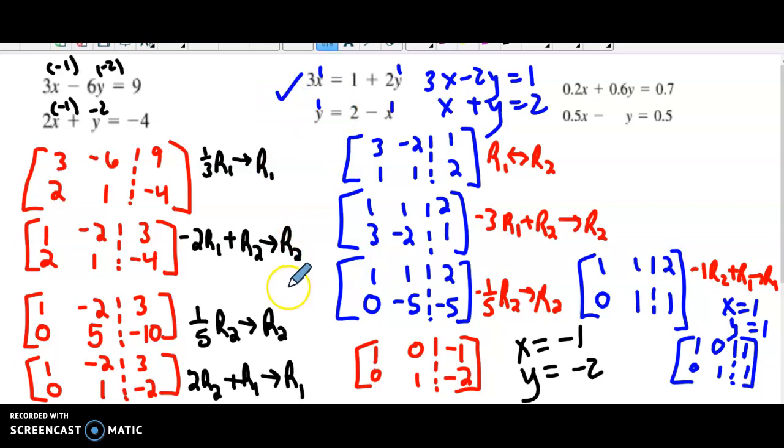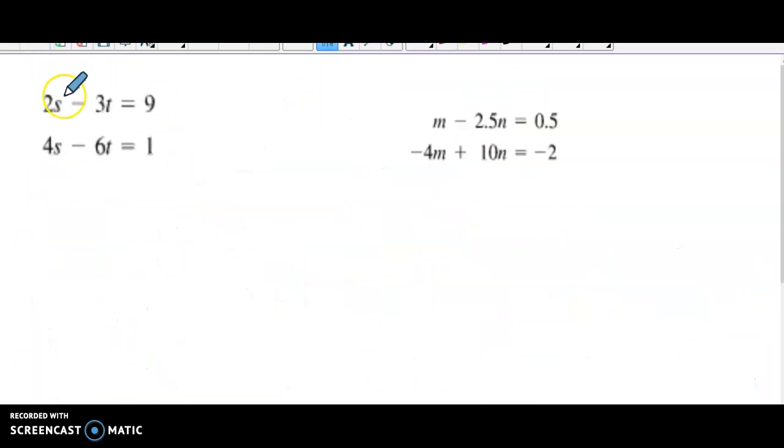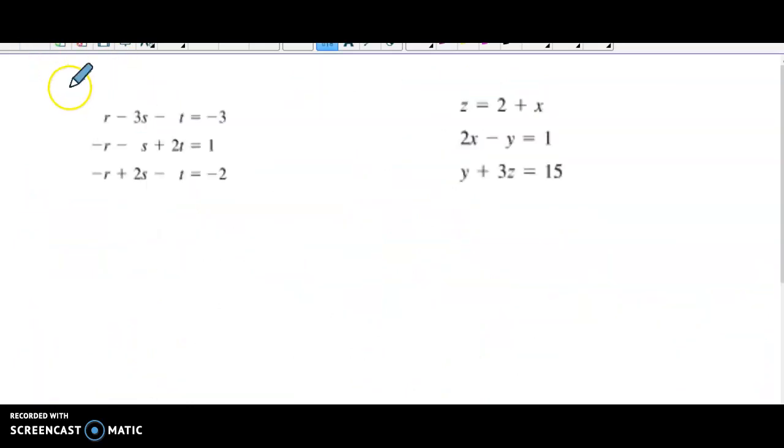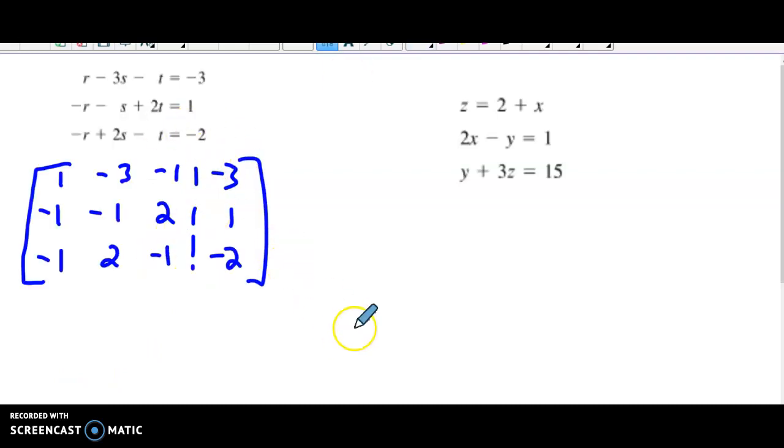Okay. All right. Let's try this with a 3 by 3. I had some other examples, but I'd like you to try this with a 3 by 3. So let's set this up, and then we'll move to the row operation. I set this up as a matrix.